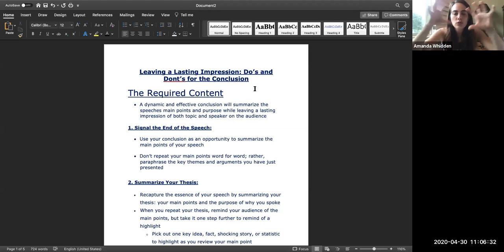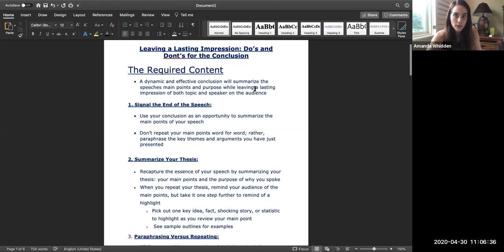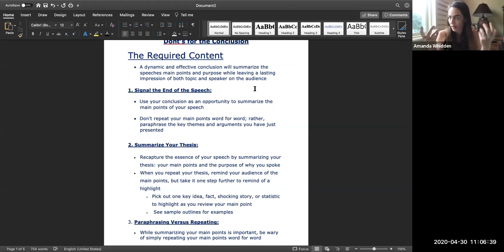How are we going to do that? We'll do that through our 3 parts, but I'm also going to give you some tips about what to include within those parts so that it can make a little bit more sense to you. You are going to use first the opportunity to signal the end of the speech, so summarize and draw this to a close.